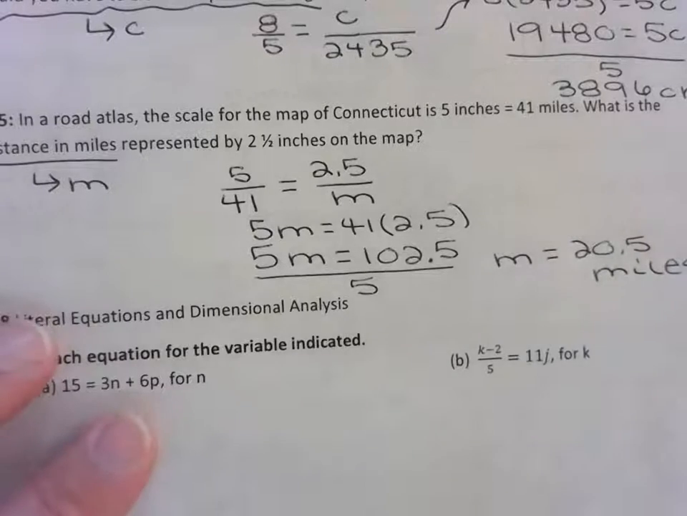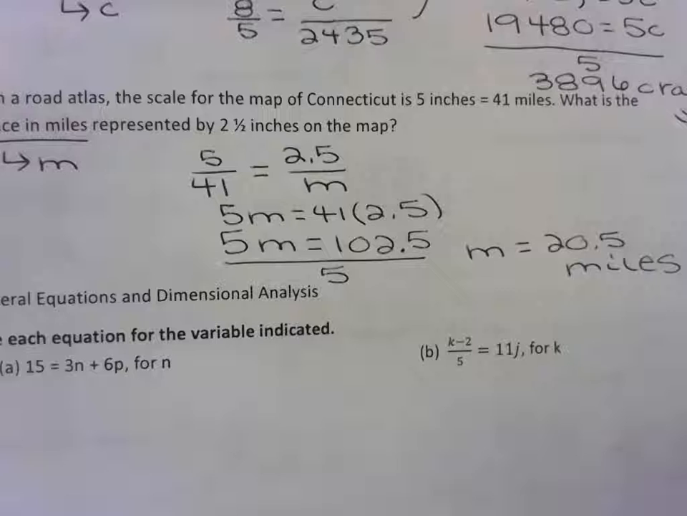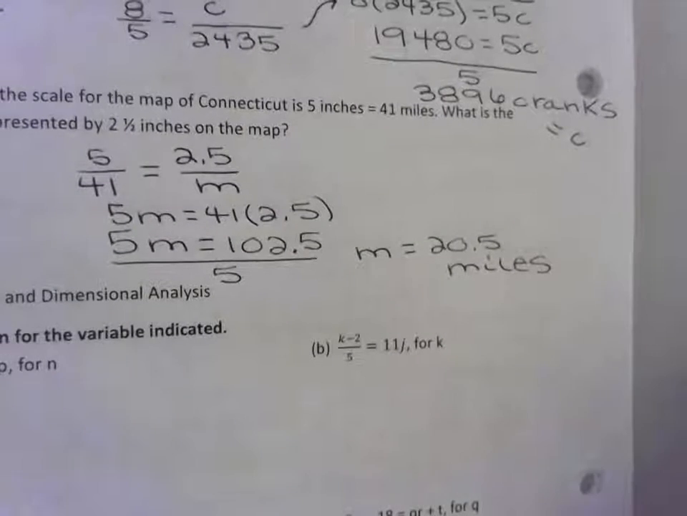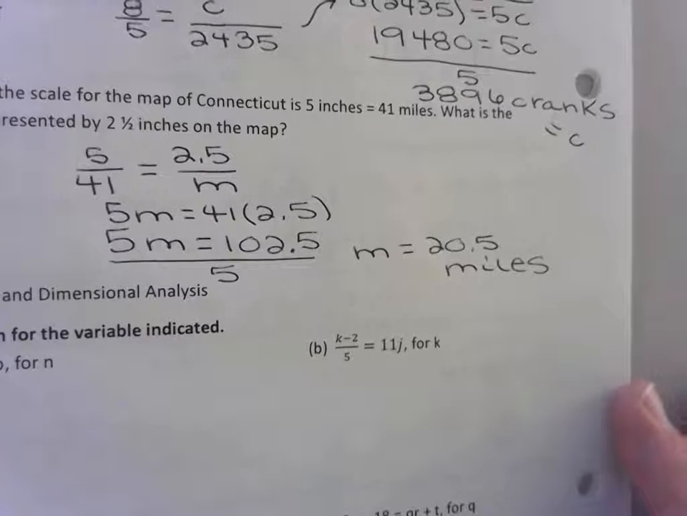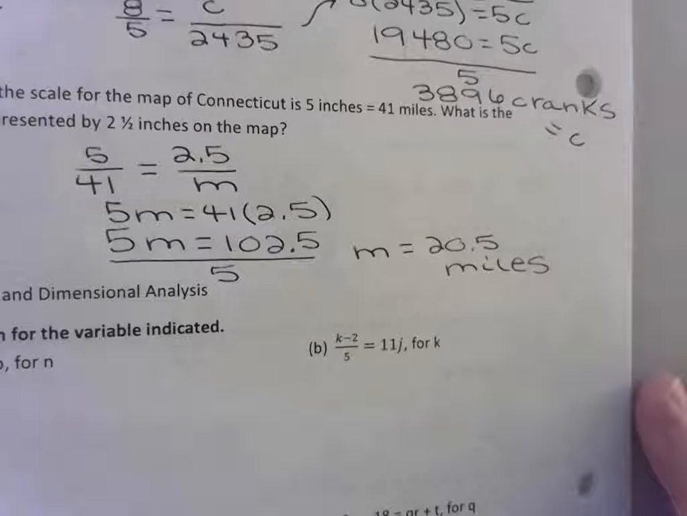Why does that make sense? Because it's half of 41. Yeah, if 5 inches were 41 miles, 2.5 inches is half of 5, so we're expecting the miles to be half of 41, which is 20.5. Okay. We feel okay with this stuff? Yes? Okay, I think you guys get it pretty well from middle school, but we're just reviewing it. If you struggle with ratios, keep your notes out. Otherwise, you can put them away.